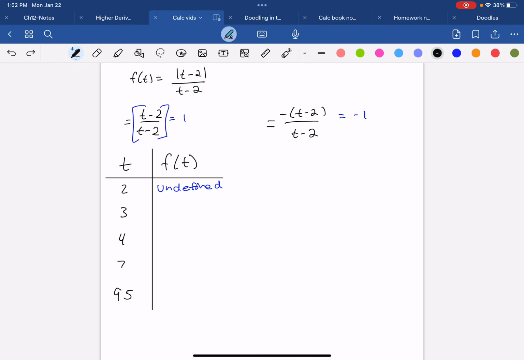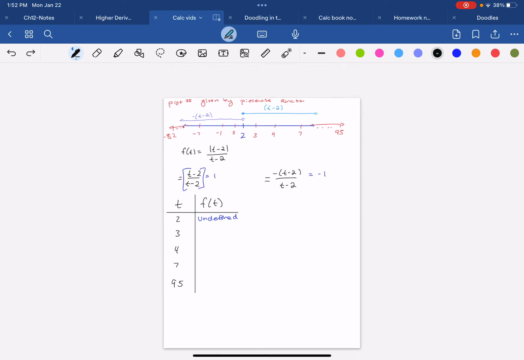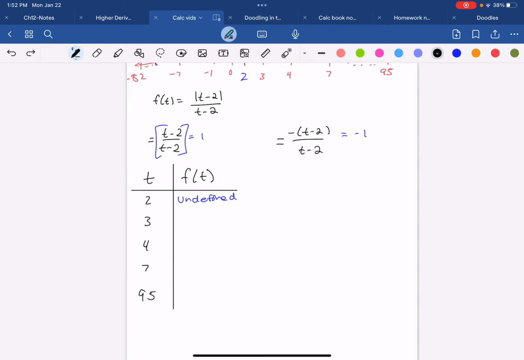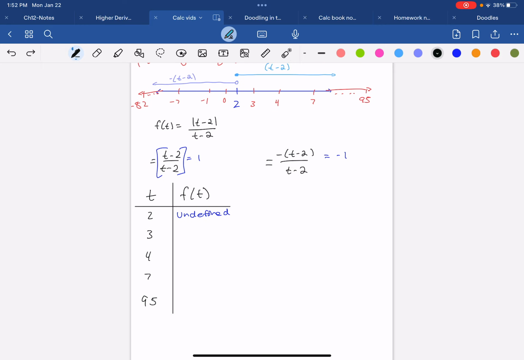So when we have 2 on the negative value, it's undefined. So that's why we take it away. It's not going to be equal to 2. It's just going to be greater than 2. So when we go back to this, we would actually erase that, and we're actually going to make this an open circle.